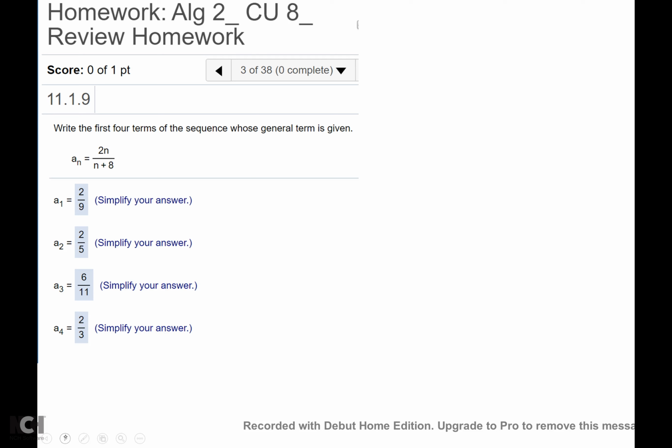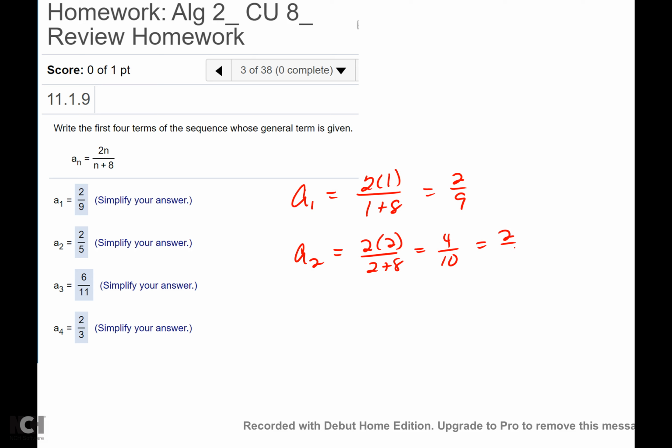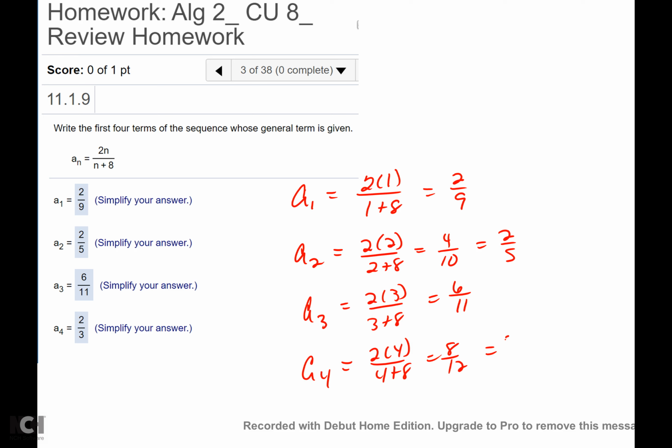Okay, write the first 4 terms of the sequence whose general term is given. So a sub 1 would be 2 times 1 over 1 plus 8, which would be 2 over 9. A sub 2 would be 2 times 2 over 2 plus 8, which would be 4 over 10, which reduces down to 2/5. A sub 3 would be 2 times 3 over 3 plus 8, would be 6 over 11. And a sub 4 would be 2 times 4 over 4 plus 8, which would be 8 over 12, which reduces down to 2/3. Okay?